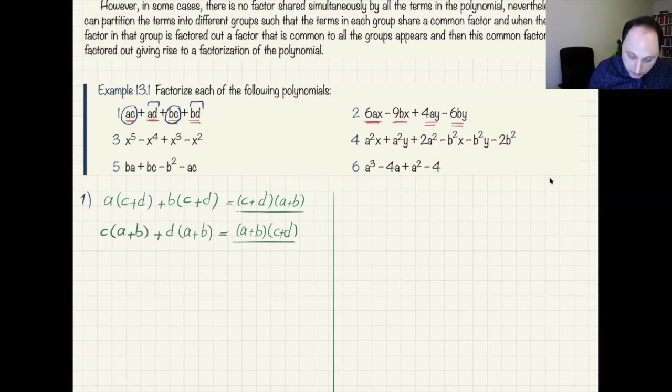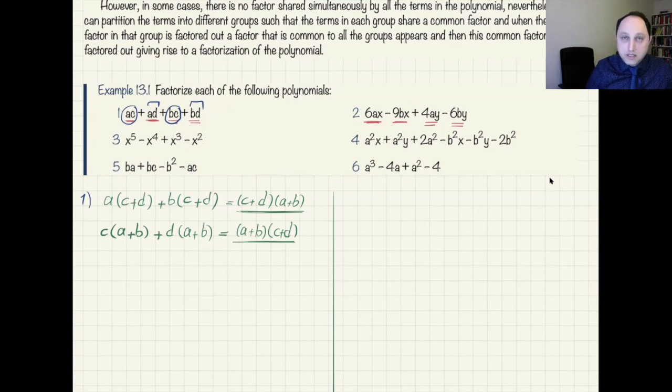So number 2, I would consider these two terms. These two terms have 3x in common. So let me factor 3x out. Okay. And then what is left? From the first one, 2a is left. And from the second one, minus 3b is left.